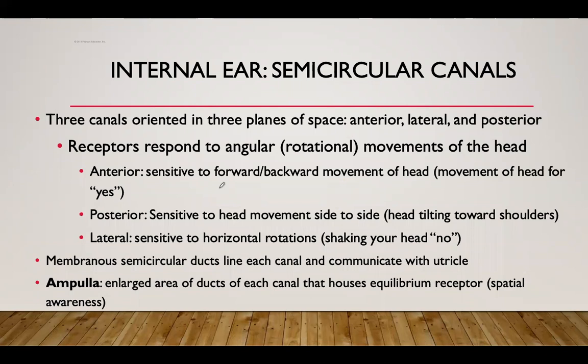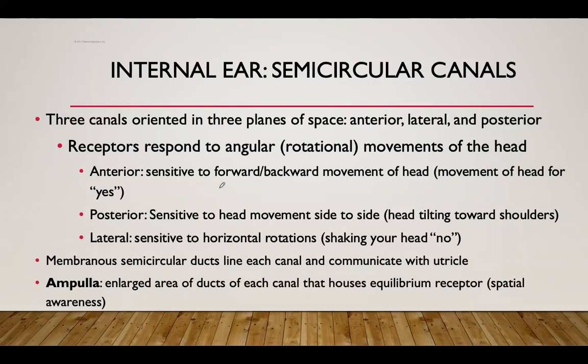So let's put it in perspective. When we think about the anterior semicircular canal, the receptors that are in that area are going to detect the forward and backward movement of the head. So imagine you're shaking your head yes, right, forward and backward. That motion, you feeling that you're creating that motion of forward and backward, is detected by your anterior semicircular canal.